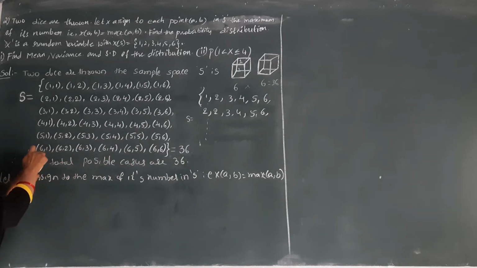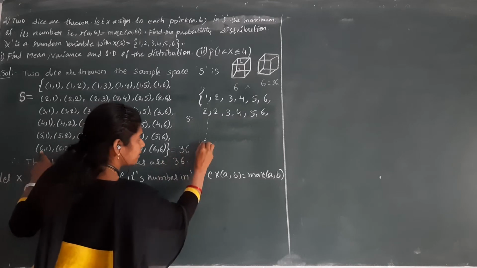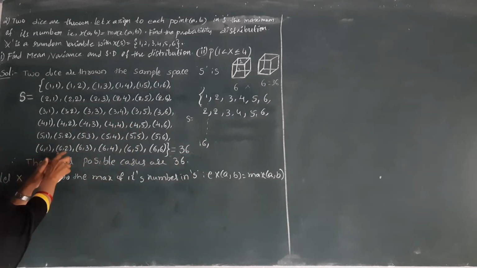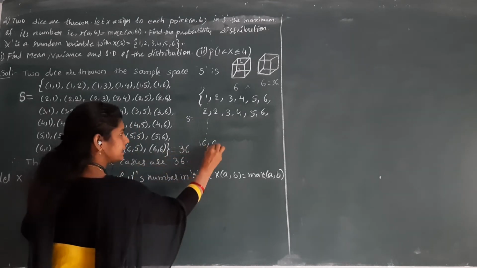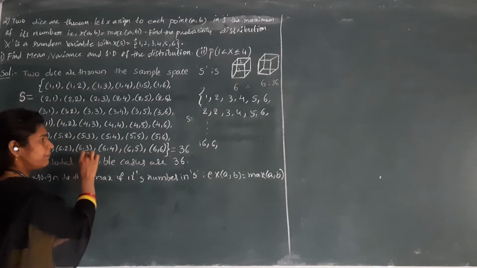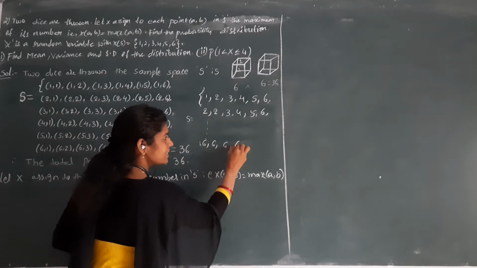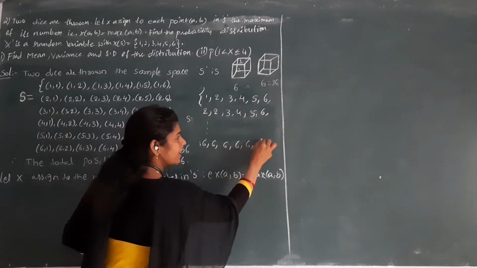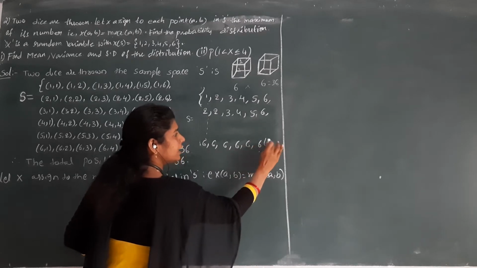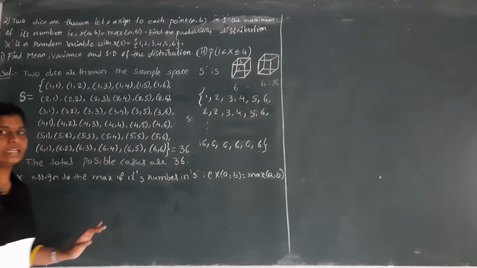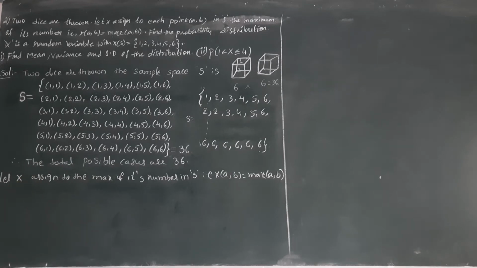See here the last row. Here 6,1 is the pair. In this, which one is the highest one? 6 is the maximum number. Next 6,2, what is the maximum number? 6. Next here 6,3, maximum number 6. Next one 6,4; 6,5; 6,6. Totally 36 cases we will get. Okay. Up to this place clear?